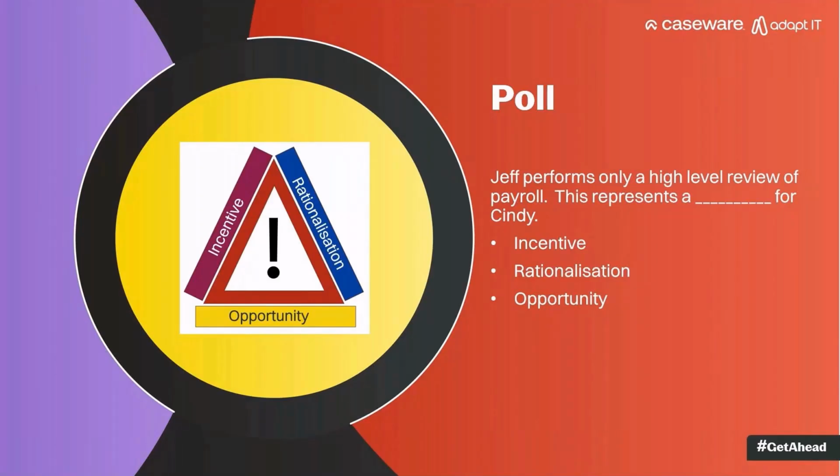So it's clearly representing an opportunity for Cindy to say, if she changes something on the payroll system, Jeff will probably not see that. Right. Good. There's another one. Let's have a look at the next slide.